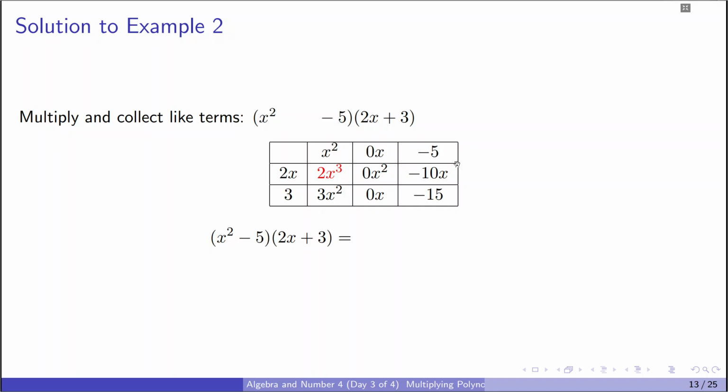So our x cubed term, we only have one. x squared is the 3x squared plus 0x squared. x is 0 plus a negative 10, which is negative 10. And negative 15 is negative 15.